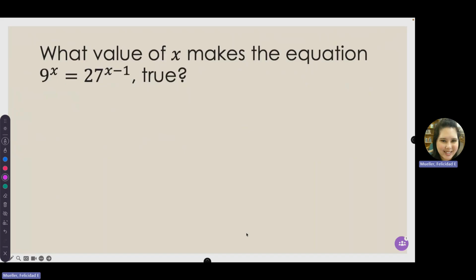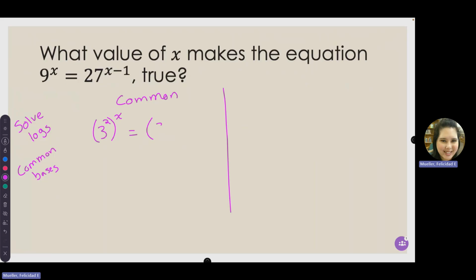Question number 8, what value of x makes the equation 9 to the x equals 27 to the x minus 1 true? For these, we have two options. We can either solve using logs, or we can do common bases. I'm going to go ahead and show both. We're going to do common bases first because that's the one I think of doing first. 9 is really 3 squared. We still have it raised to the power of x. 27 is 3 cubed, and we still have that exponent of x minus 1.